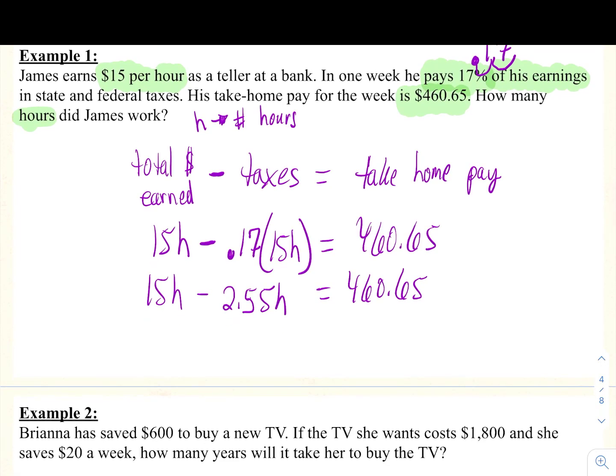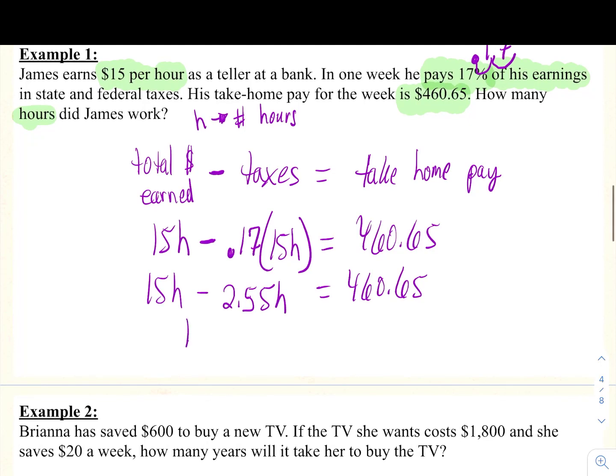On the left side of my equation, because these are both h to the first power, we can combine these because they're like terms. So we're going to take 15 minus 2.55, which is 12.45h, and we're going to set that equal to 460.65. This is 12.45 times h equals 460.65.